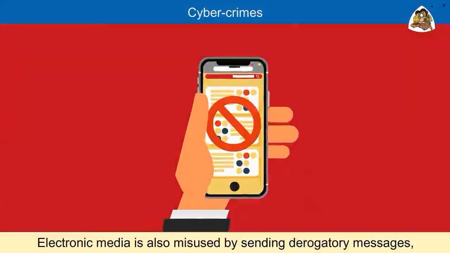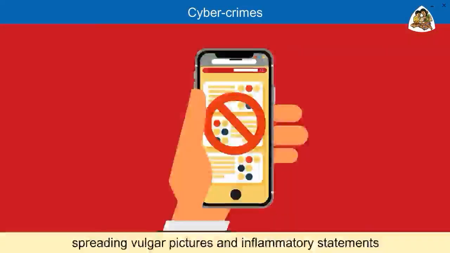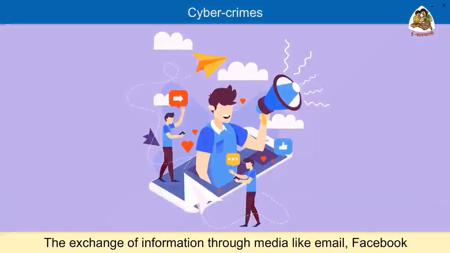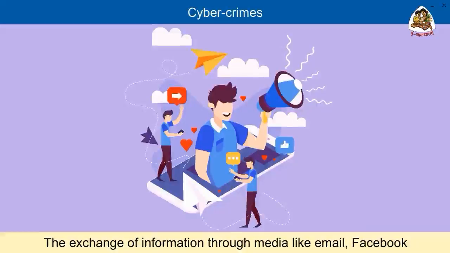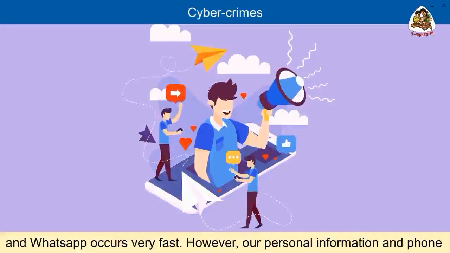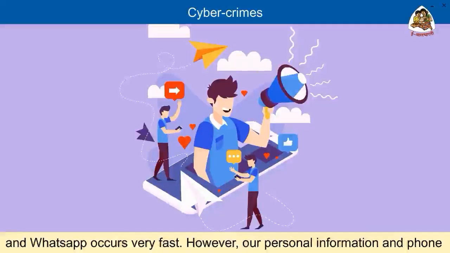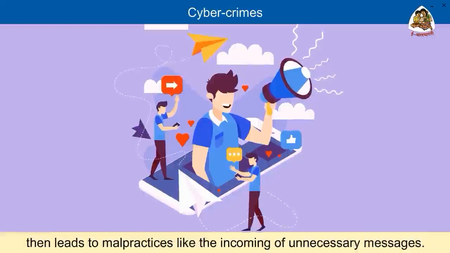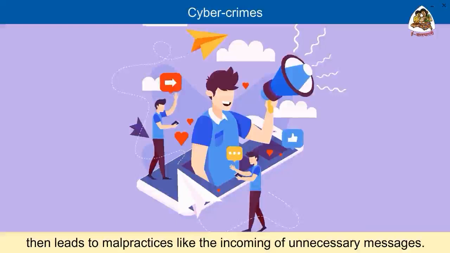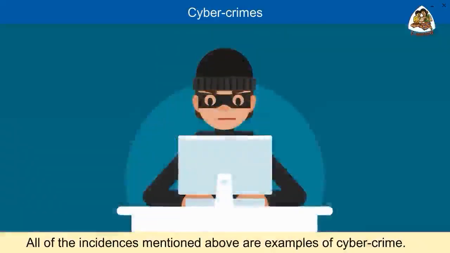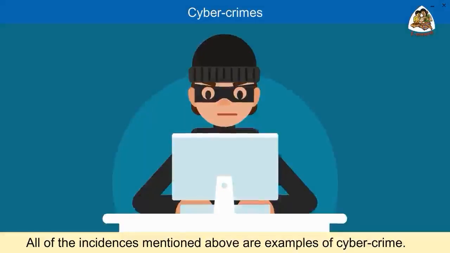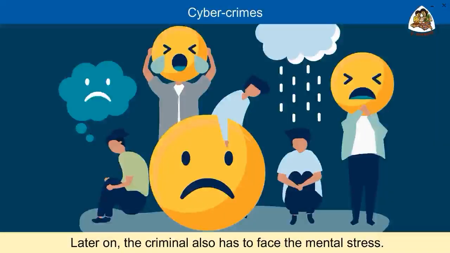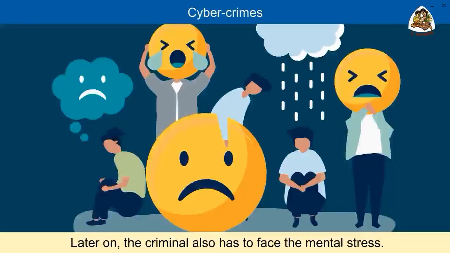Electronic media is also misused by sending derogatory messages, spreading vulgar pictures, and inflammatory statements. The exchange of information through media like email, Facebook, and WhatsApp occurs very fast. However, our personal information and phone numbers automatically spread and thereby reach unwanted people, which then leads to malpractices like the incoming of unnecessary messages. All the incidences mentioned above are examples of cybercrime. Committing such crimes is also mental illness. Later on, the criminal also has to face the mental stress.